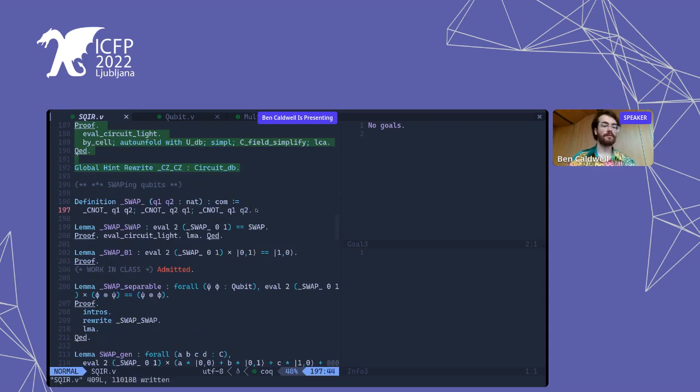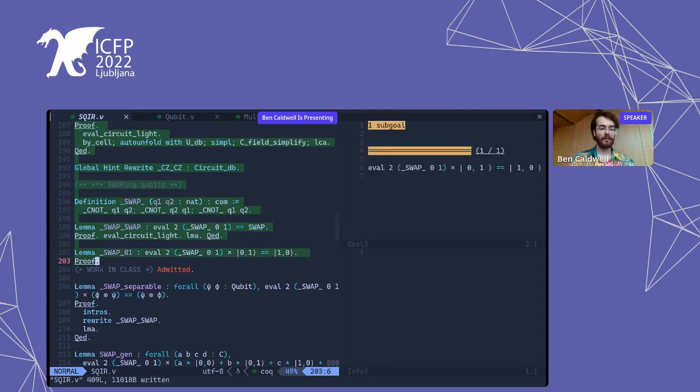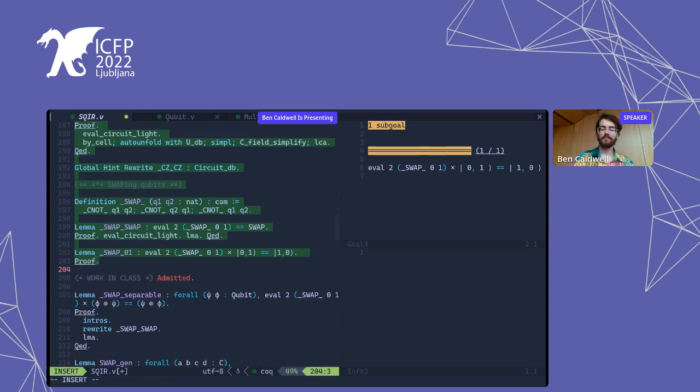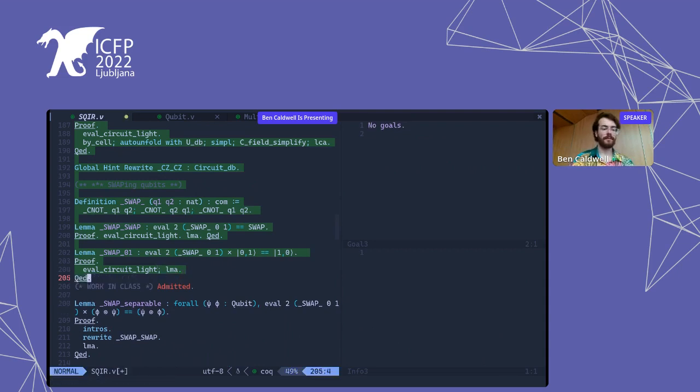Define the C naught, or define a swap gate based off of C naughts. And then thanks to the automation, we can just go through and evaluate the circuit. LMA will solve that one for us, since it's all ones and zeros. Then we can talk about how swap behaves on certain states itself, right? And it just works out the same way. We're able to just use our automation to write down the correct statement, or what we think should be correct, and then try to automate our way through it.